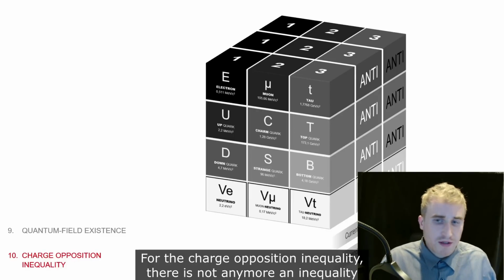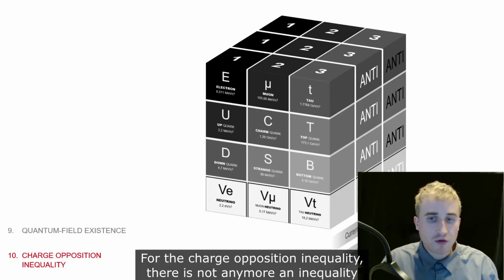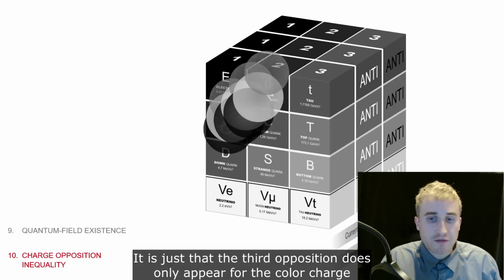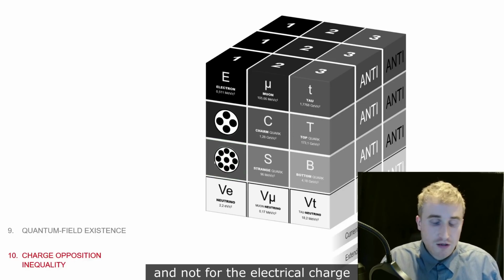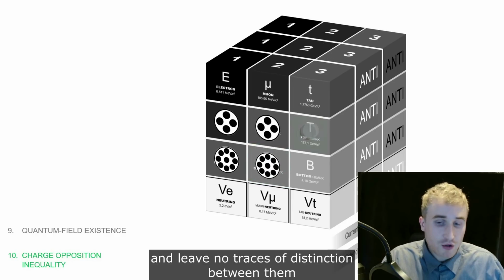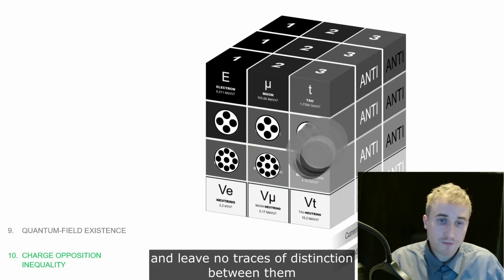For the charge opposition inequality, there is not anymore an inequality. It is just that the third opposition does only appear for the color charge and not for the electrical charge, because both groups of antiparticles will annihilate identically and leave no traces of distinction between them.